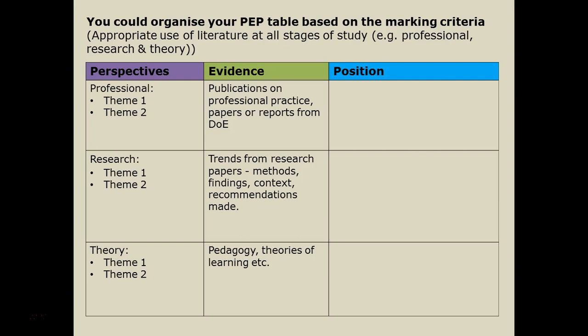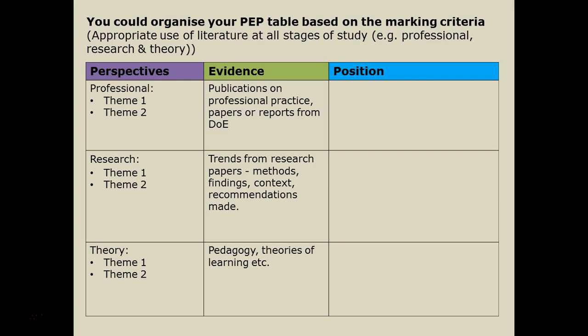So for the professional, you might have read like publications on professional practice, papers, DOV reports, etc. In research, you might notice there's a few themes, a few common ideas that are coming up in the contemporary research. And then you might find that there's a few theories that a lot of people seem to be using in your area of interest. Okay, so you can use this PEP table to gather those references together. And then any opinions, any ideas you have about them aren't about a single paper, it's about multiple papers. So again, you've got your synthesis, you're ticking that box there.